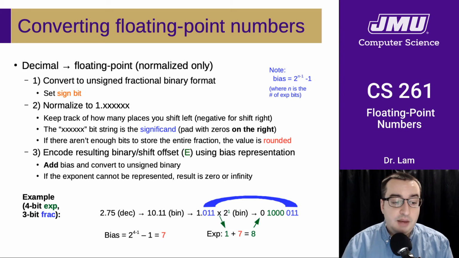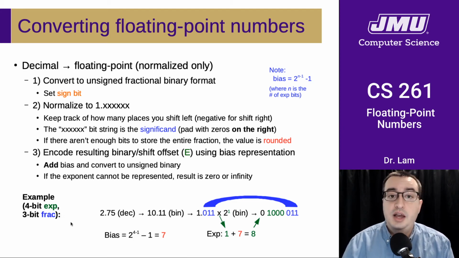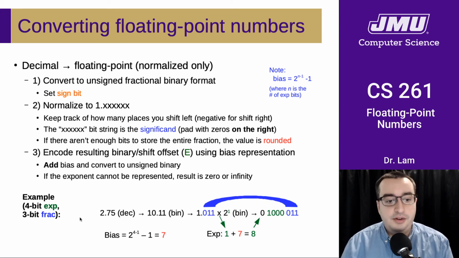So here's an example worked out for 2.75 in decimal, and we are assuming that we have a 4-bit exponent and a 3-bit fraction. Again, the context is really important, right? You can't do either of these processes if you don't know how many bits you have for each part of the number. And in fact, you could get wildly differing results if you're using different floating point layouts.